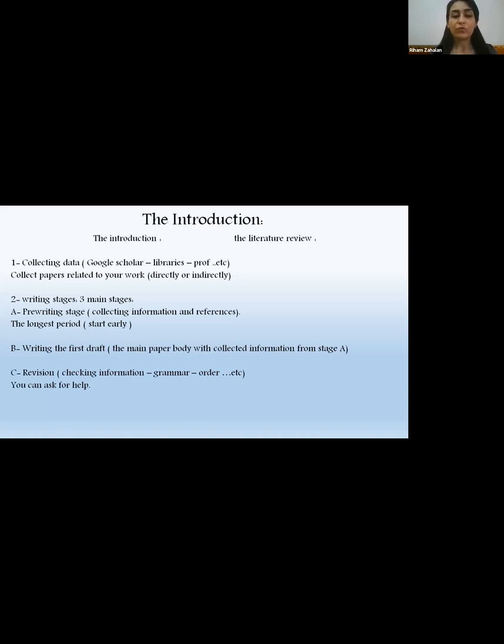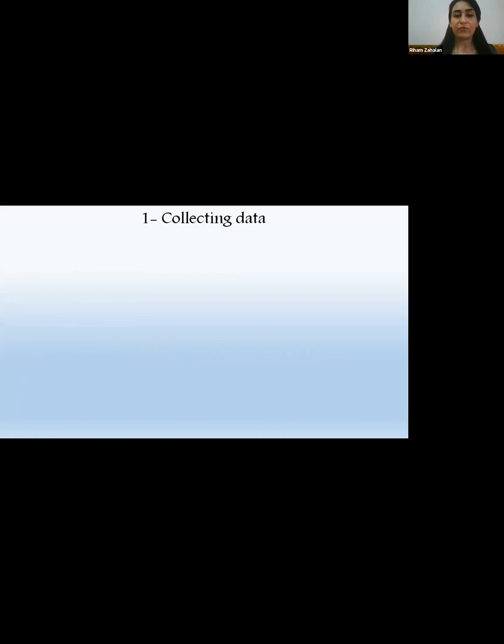After it, we will move to the third stage, which is the revision. Here I can check my information. I can omit the repetition. I can correct the grammar and then give them a logical order. So in this stage, I recommend that if you can, ask for help from colleagues and professors. Give them your paper, let them read it, and take their advice.